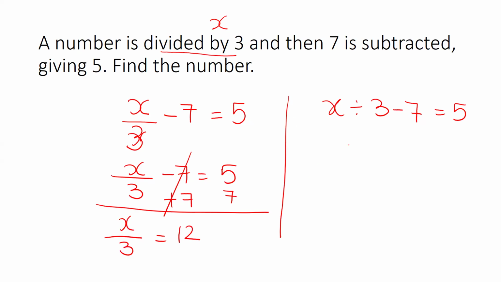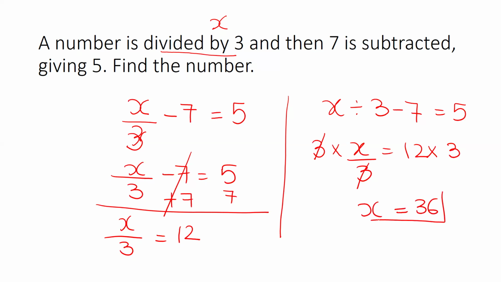And now, what do I have to do? Yes, you are correct. You need to multiply by 3 on both sides because the inverse of division is multiplication. We have looked at this in our video 1 when I was explaining how to solve one-step equations. Now 3 divided by 3 cancels out, so we are left with x equals 36.